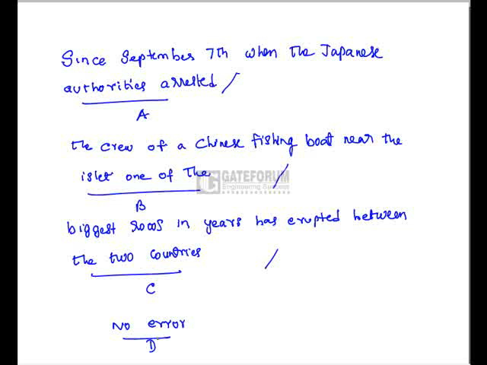Then subject-verb matching also you have to check. Japanese authorities arrested the crew of a Chinese fishing boat near the islet. Biggest rows in years has erupted between the two countries. "Between" is followed by "two countries". Therefore, there is no error in the sentence. So we have checked each portion and found no error. In such a case, the answer is D, that is no error.